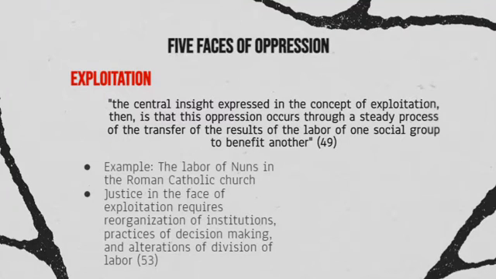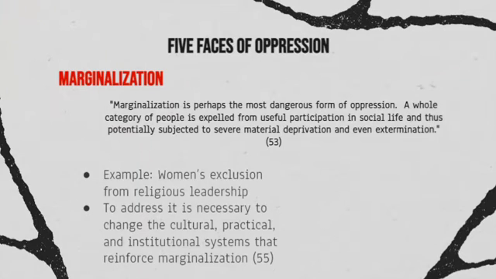Now, justice in the face of exploitation requires a reorganization of institutions, practices of decision-making, and alterations of division of labor. So, to fight this form of oppression, it is necessary that workers be paid a living wage for their work so that they can share in the benefits of their labor. For this reason, many religions, including Roman Catholicism, champion the idea of labor unions as being important social structures to help avoid exploitation. The next form of oppression we're going to look at is marginalization.